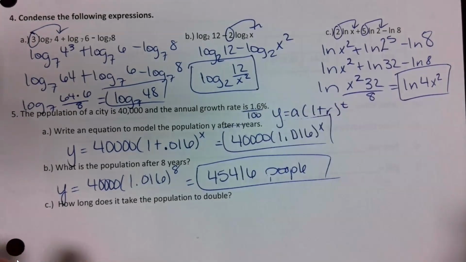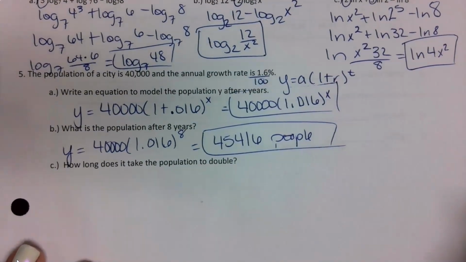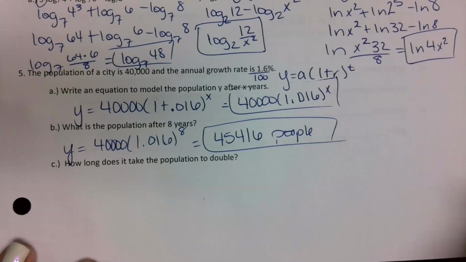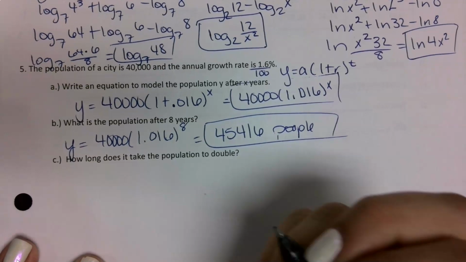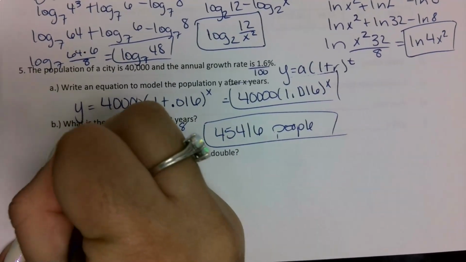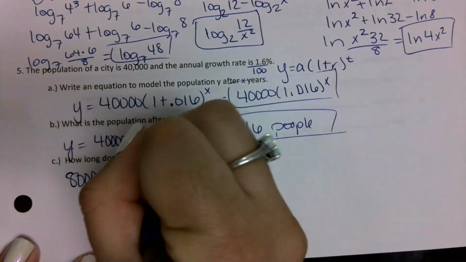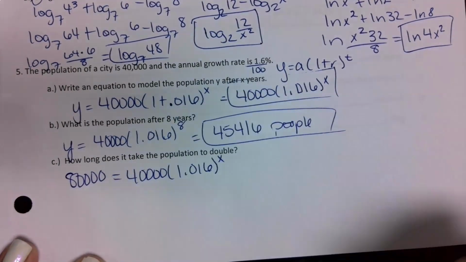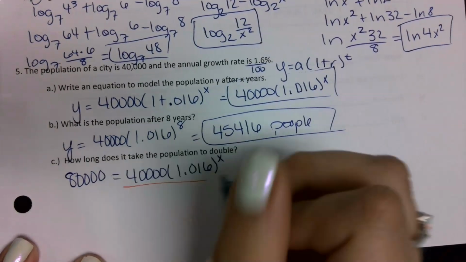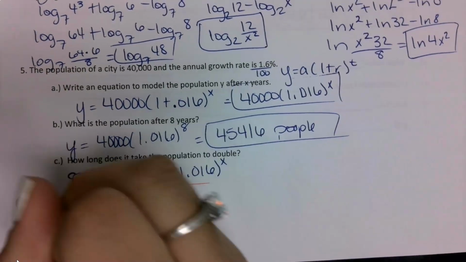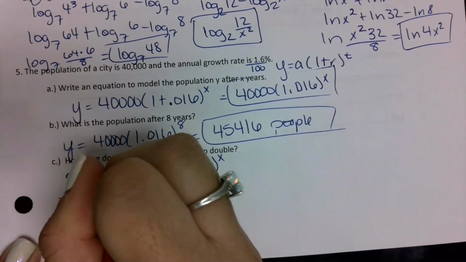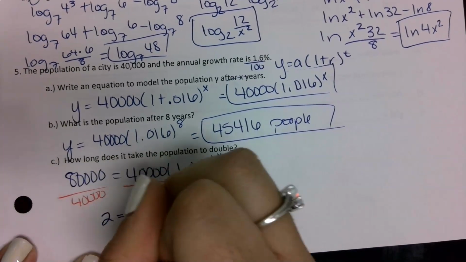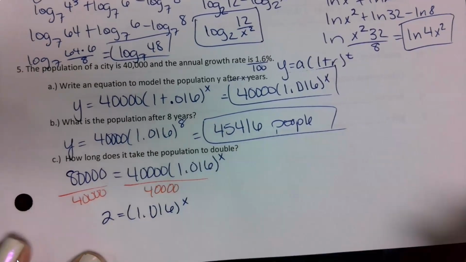How long does it take the population to double? There are two ways I can actually do this problem now. I can set it up as a logarithm and solve, or I can go ahead and graph. I'm going to show you with the logarithm way because I have shown you how to graph before. So I'm going to set it equal to 80,000. My first step is to divide out the 40,000, which gives me 2 equals 1.016 to the x exponent.